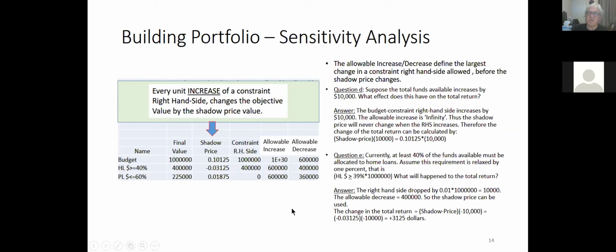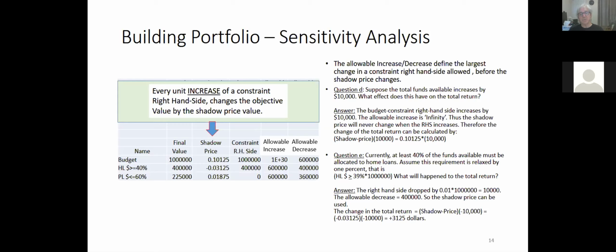Now, the question tells you the following. Management has decided that they are willing to relax the constraint from 40% to only 39%. So the constraint is changing from 40% to 39% of $1 million. So this is a drop of, instead of 400,000 written here, you'll have 390,000 written now. So you have a drop of 10,000. Okay, what will be then the change in the total return?